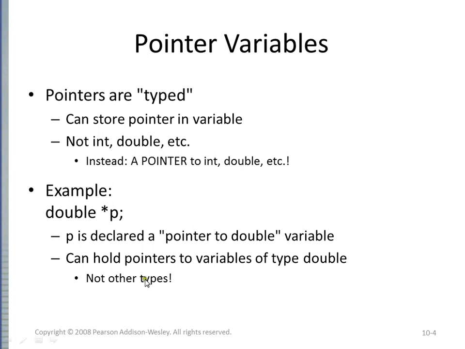So this is saying that the pointer itself is not a type as such, but it holds the address of a type. So it can hold the address of an integer, it can hold the address of a double, it can hold the address of a float, and so forth.